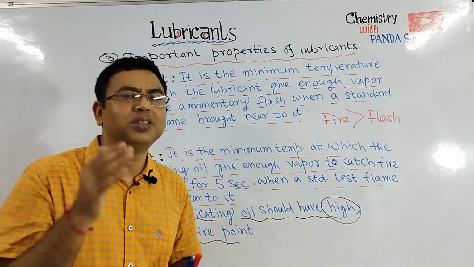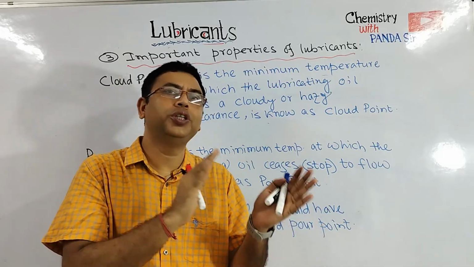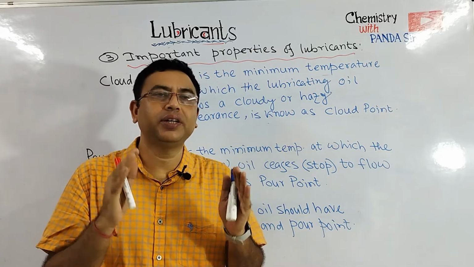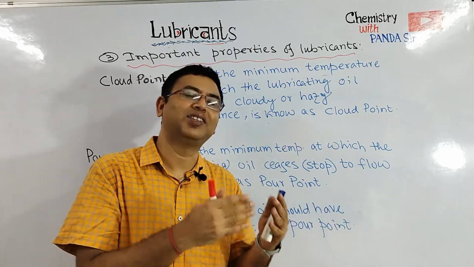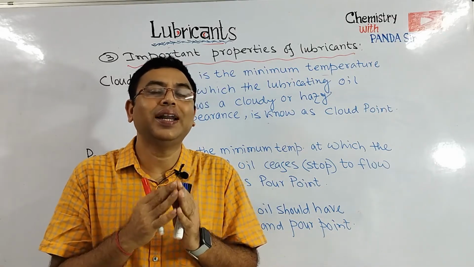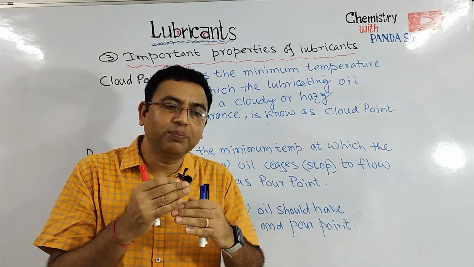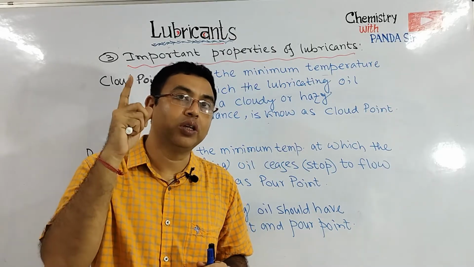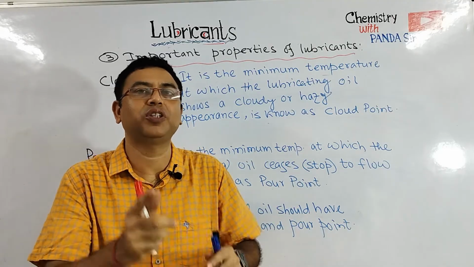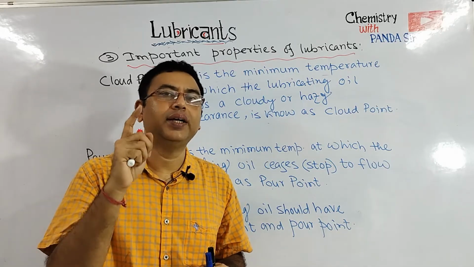Now we are going to discuss just the opposite of the fire point and the flash point. Think of a condition where the temperature is very low, places like Siachen, Kashmir, Antarctica, where the temperature remains far below 0 degrees centigrade. There also we need to consider a condition where the temperature is very low, but the lubricating oil we are applying between the two moving surfaces should work properly. Because of that, we need to know the cloud point and the pour point.